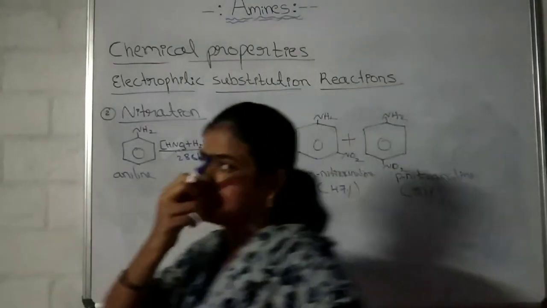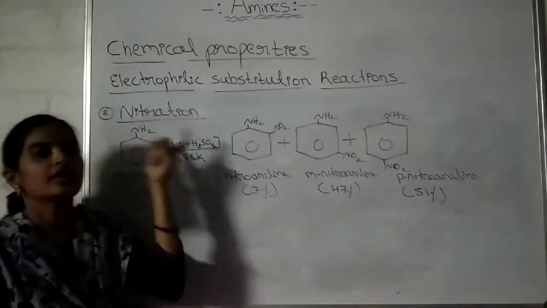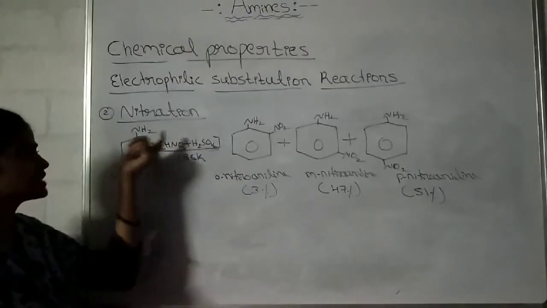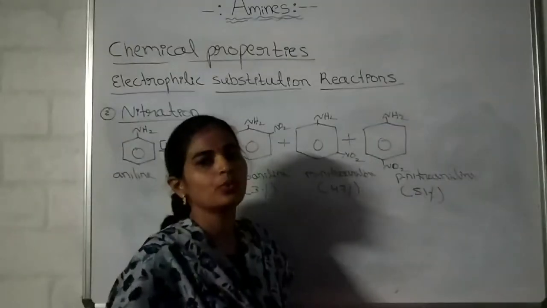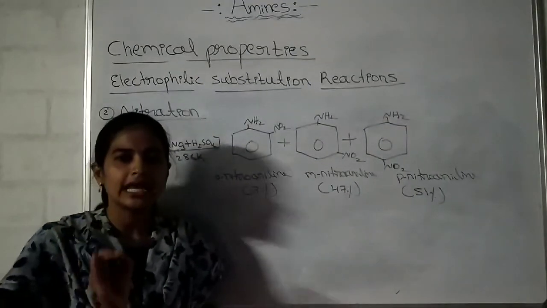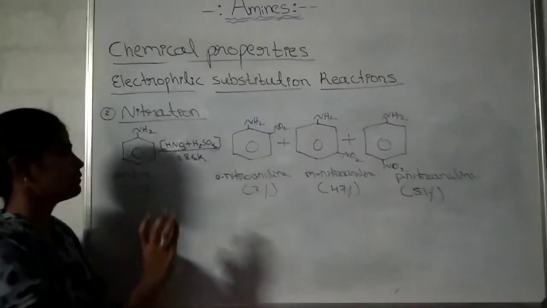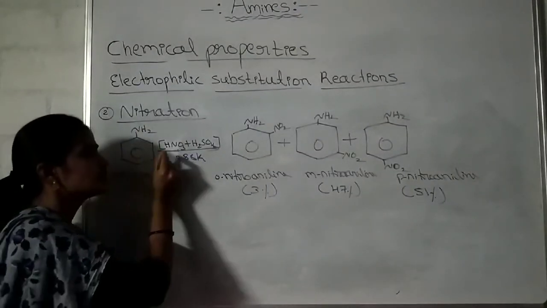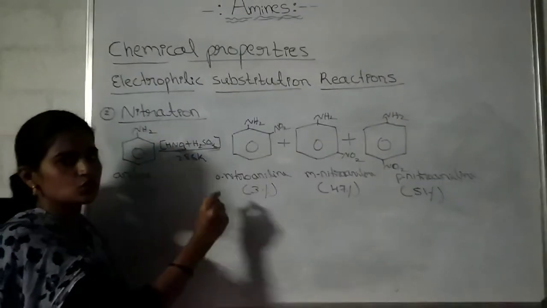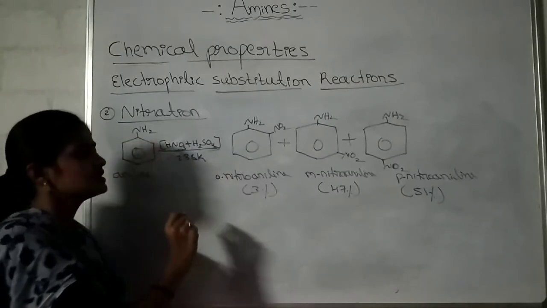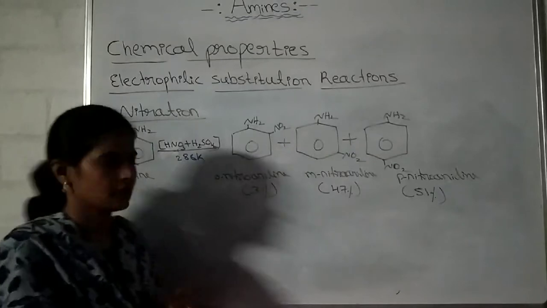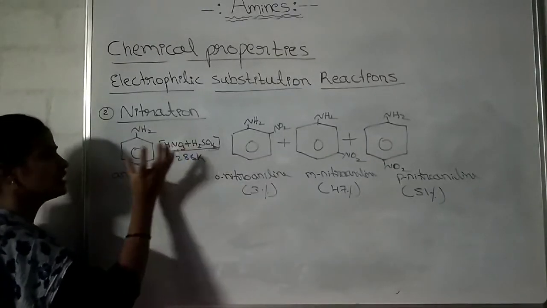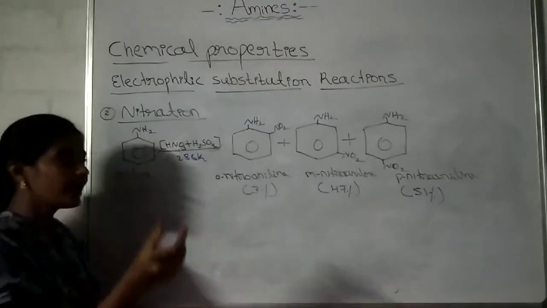Next example for electrophilic substitution reaction is nitration. What is nitration? Substitution of a nitro group. To substitute the nitro group, what do we use? We use the nitrating mixture. What is the nitrating mixture? It is a mixture of concentrated HNO3 and H2SO4. The mixture of concentrated HNO3 and H2SO4 is called what? Nitrating mixture.